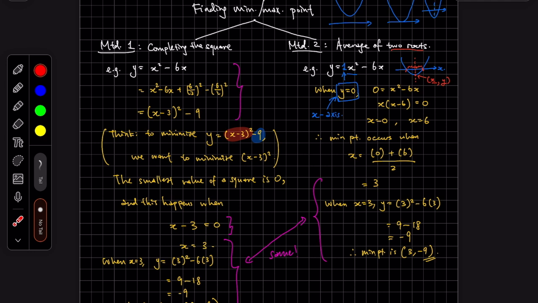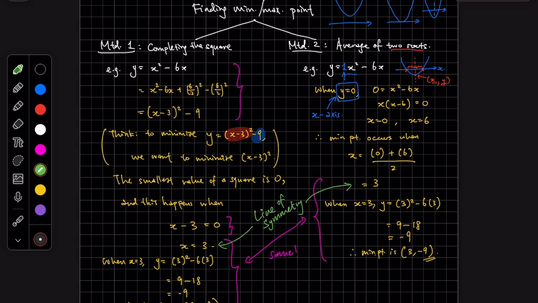Actually, this entire page, other than using it to find the minimum and maximum point, the second thing that you can use it to find is the line of symmetry. I'm going to write in green. The line of symmetry is already found. Line of symmetry, where is it? x equals 3.